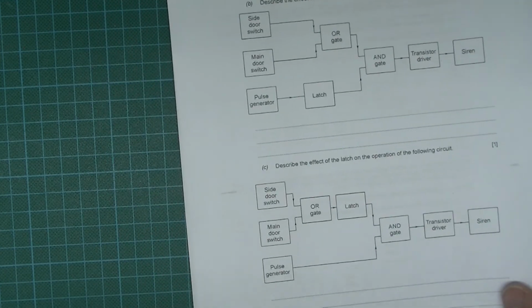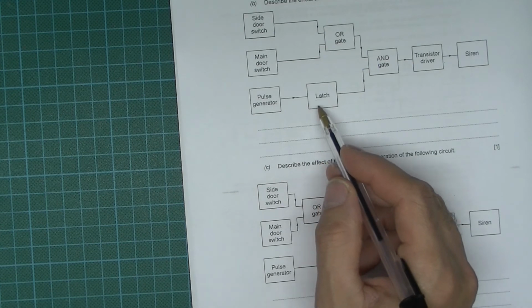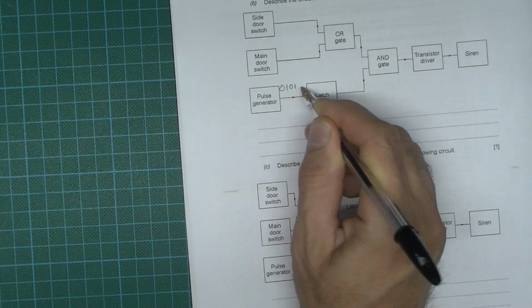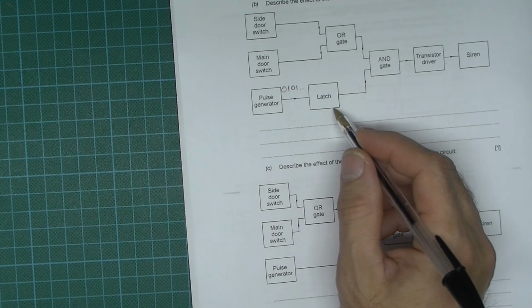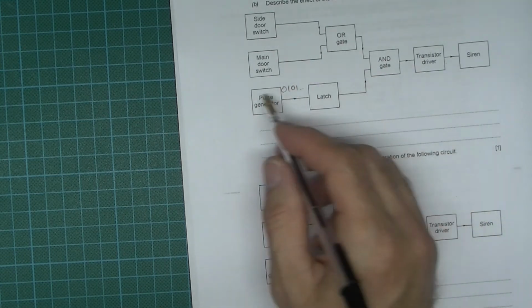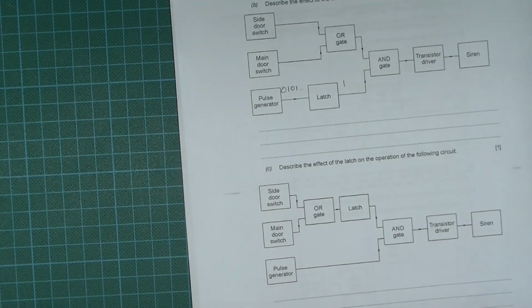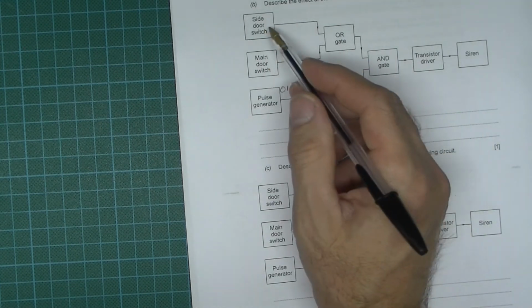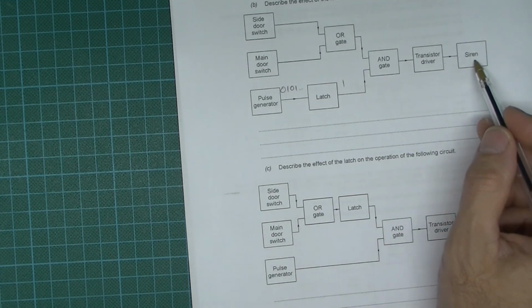Part B, what have we got here? Well, it's not really in the right place, is it? Because previously you had a 0, 1, 0, 1 and a continuous pulse of those zeros and ones. But if you use a latch, as soon as you've got a logic 1, the latch is then going to latch on and it will stay steady state of logic high or 1. If the side door or the main door are opened, the siren will sound continuously.